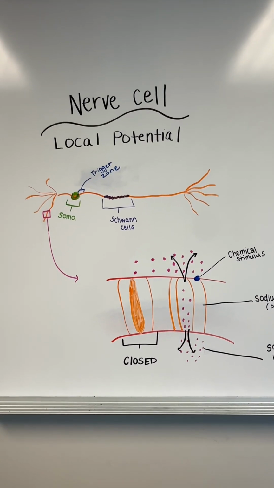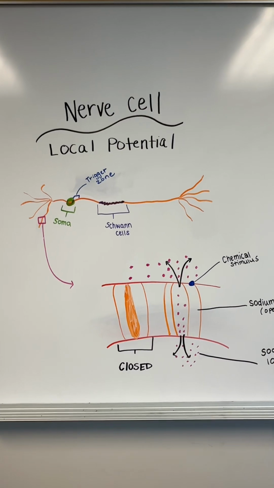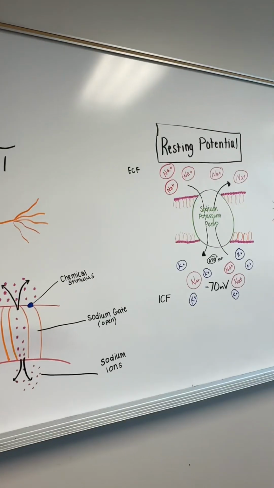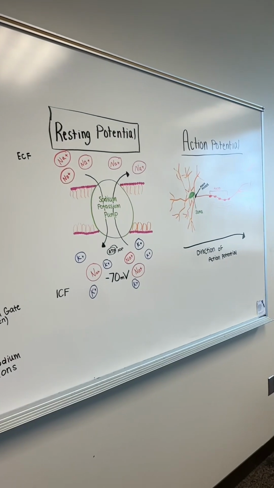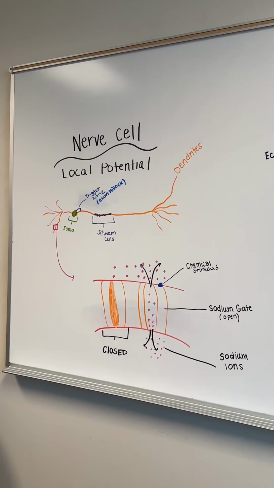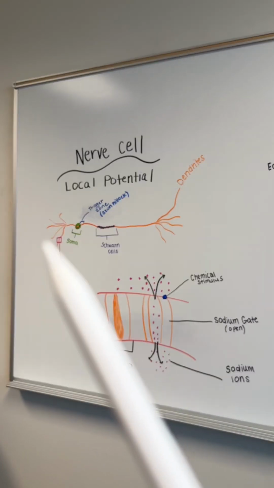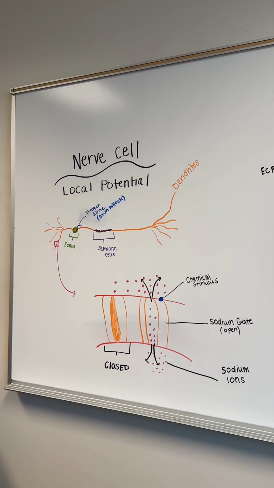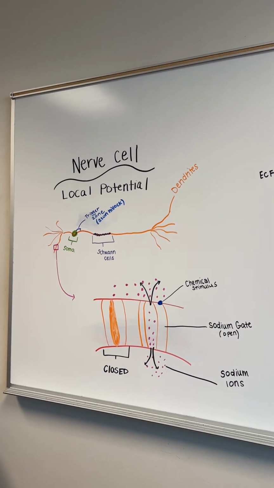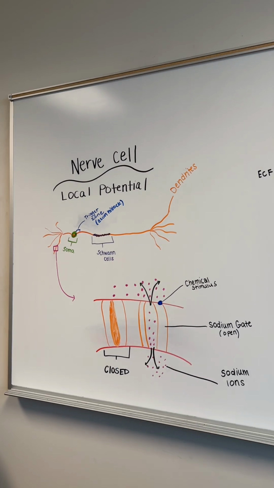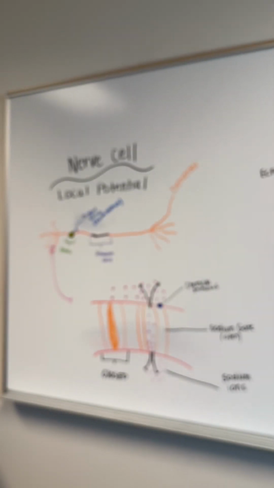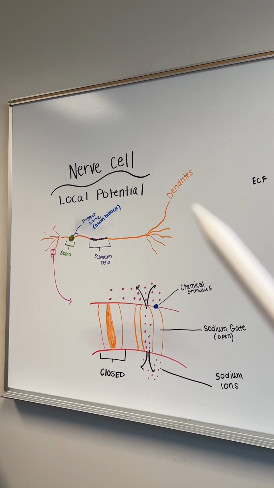In this video, I am going to be describing local potential, resting potential, and action potential with my diagrams here. So here we have the nerve cell. It's going to be the first drawing here. We have the soma, which is the green part there, Schwann cells, that is the purple area, trigger zone, which is also known as axon hillock, and then we have the dendrites.